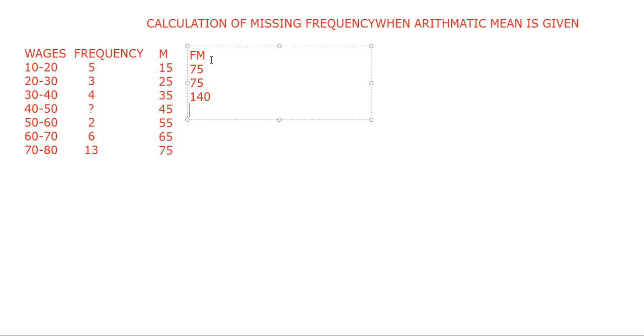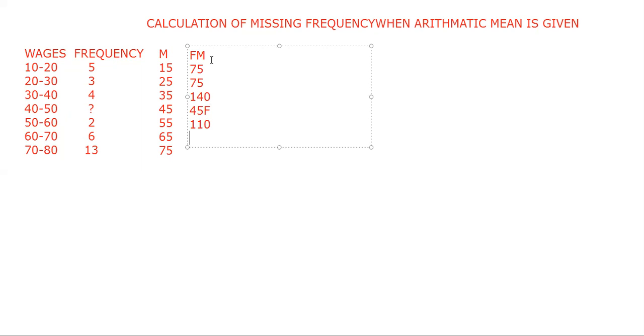Then 45 into question mark, because we have not been given the frequency. So can I call it 45 into f? So we write it as 45f. Let's treat it as f only, because we have to find that. So 45f. Okay, next 55 into 2, 110.